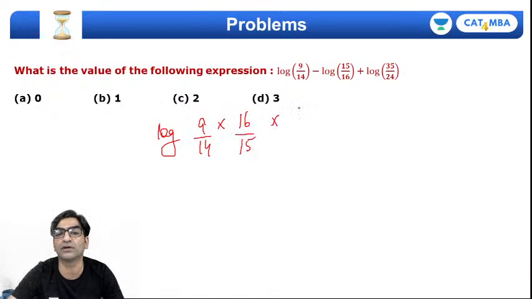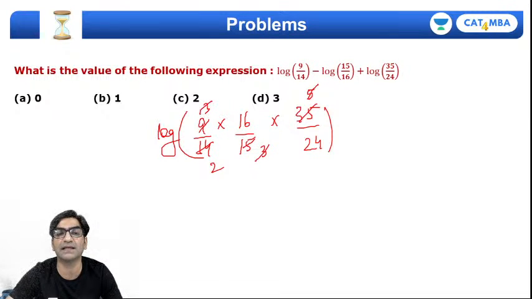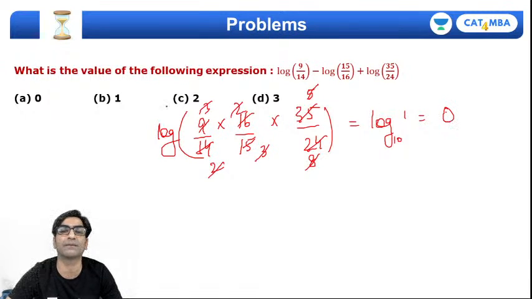16/15 into 35/24. Right? So 7 into 2s are 14, 7 into 5, 5 3s are 15, 3 3s are 9, and 3 8s are 24, 8 2s are 16, and then the 2 and 2 cancel out, which means you'll end up getting log 1. Base is 10, right? 10 power 0 is 1. So answer will be option A.